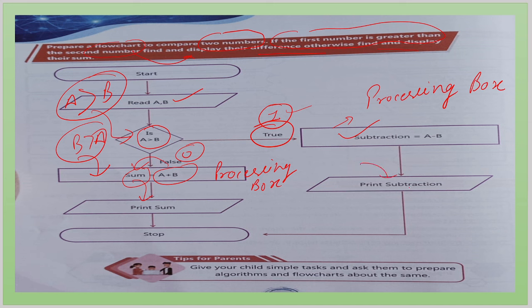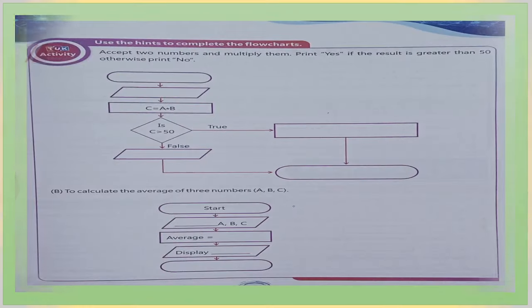And here you have to write the terminal box after that. Here you have to print the subtraction, and you have to link this to the end of the flowchart. Nothing else.